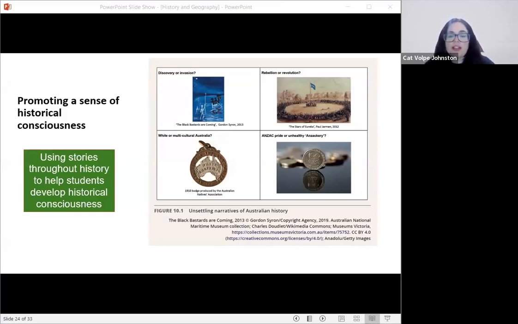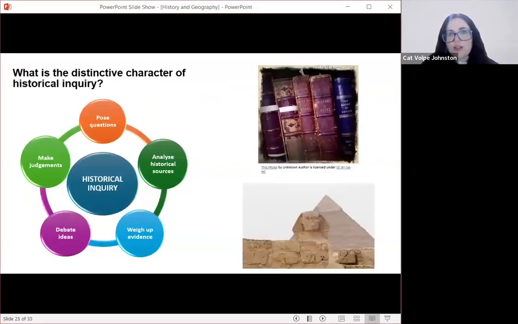So remembering that historical thinking and historical consciousness are deeply connected and very important in the teaching of history. We can promote a sense of historical consciousness through using stories throughout history, helping students to understand perspectives of the past and of people in the past as well. We talked about geographical inquiry. We also need to be thinking about historical inquiry. What does that look like?